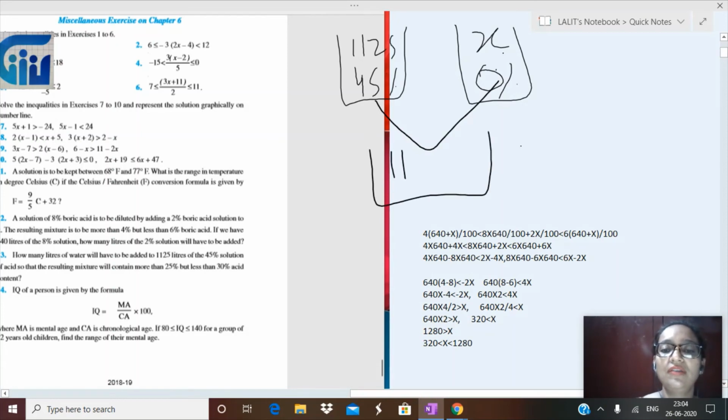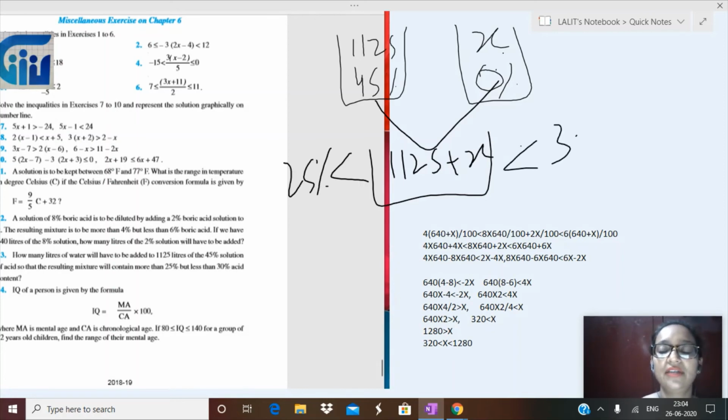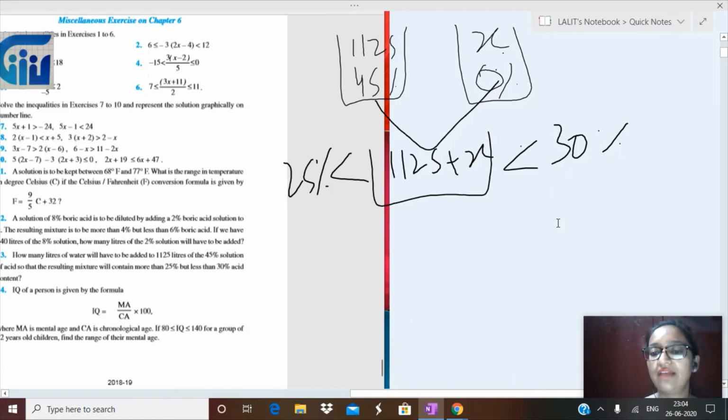The total quantity will be 1125 plus x, and this resulting mixture should be more than 25% and less than 30%, right? So over here, as we did in the previous question, on the same lines, we will have for that question. Now, what will be the difference? If I'm taking 25% of the total, so what is it? 1125 plus x, right?